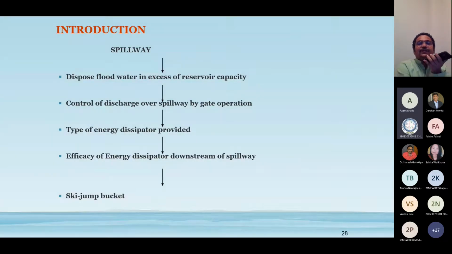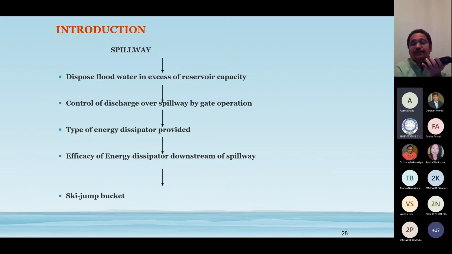Okay, so now come back to here. Today I will talk about almost all the structures, mostly Froude number criteria. The main purpose of a spillway is to dispose of excess flood water in the reservoir capacity. You can see the dam clips also. Dr. Mehta shared them with me a few months ago. I will show you how you control it during operation.